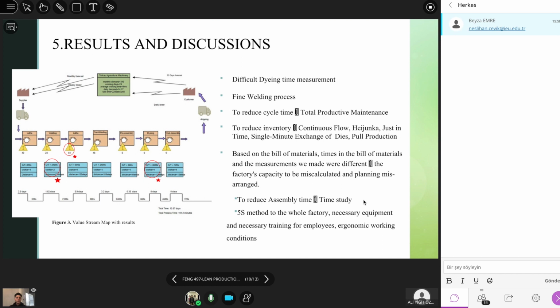Since every part of the factory is very scattered, the 5S method should be applied to the whole factory. Necessary equipment should be provided for employees, working conditions should be arranged to be ergonomic, and employees should be given the necessary training. Now, Melis will continue.